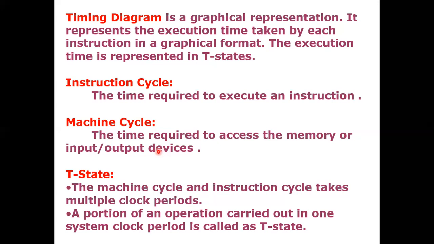As well as opcode fetch, where we get the opcode from the memory. That is the concept of opcode fetch. It is also one type of machine cycle. Next, T state. The machine cycle and instruction cycle take multiple clock periods. A portion of operation carried out in one system clock pulse is called a T state. One machine cycle requires three states, so it requires three clock pulses to execute. One clock pulse is called a T state.